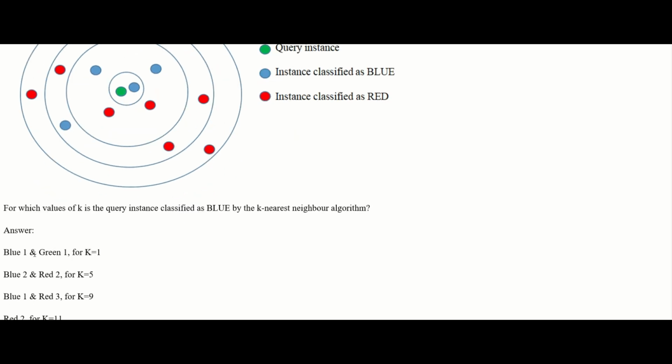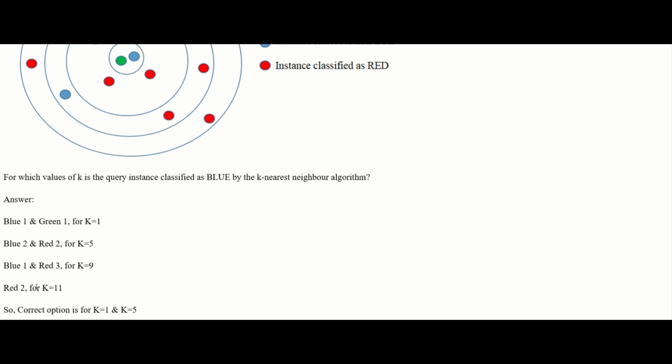So for k equal to 1, blue; for k equal to 3, blue 2, red 2; for k equal to 5, blue 1, red 3; for k equal to 9, blue is not the majority, red 3. So here blue is there for k equal to 1 and 5. So the correct option is k equal to 1 and 5.